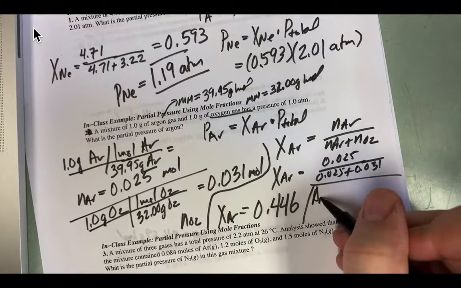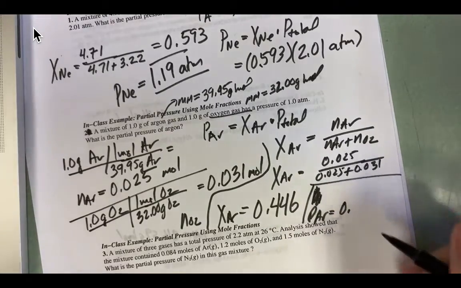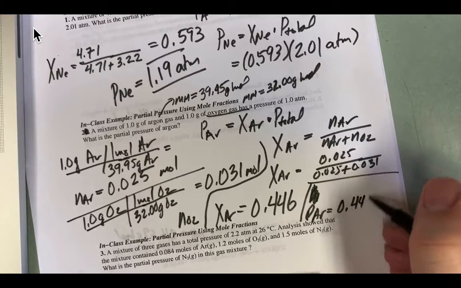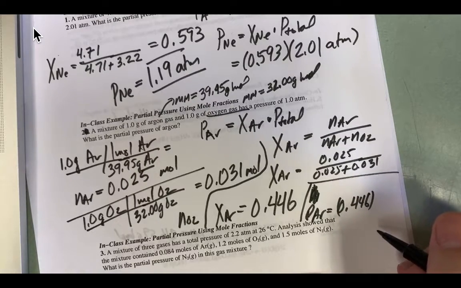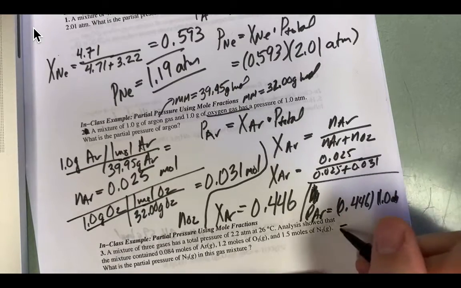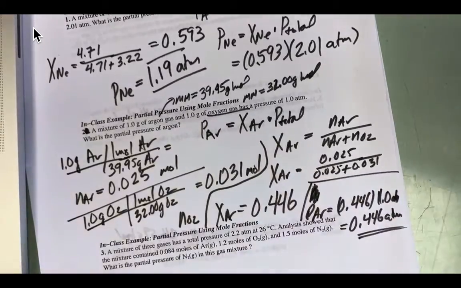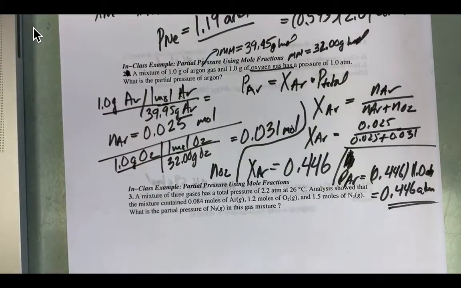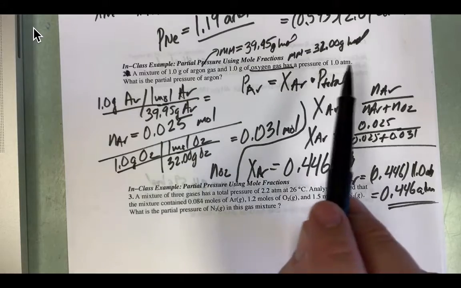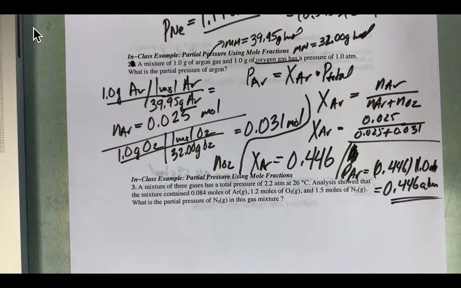So pressure of argon, 0.446 times the total pressure, which is given way up there somewhere, 1.0 atm, and so 0.446 atm would be the partial pressure. And it ended up being the same as the mole fraction because total pressure here is 1. So 1 times mole fraction gives us a partial pressure of 0.446.